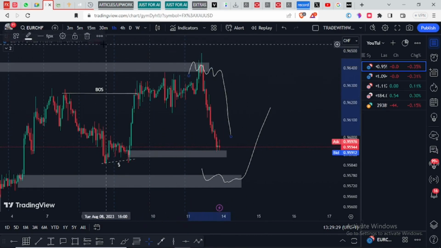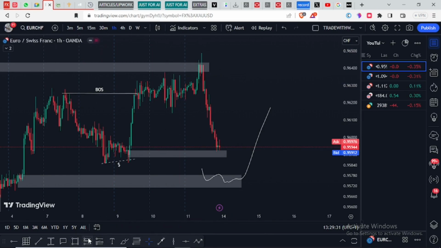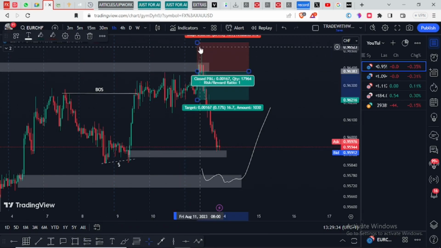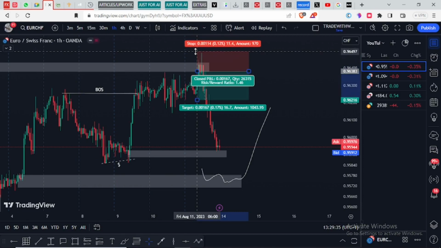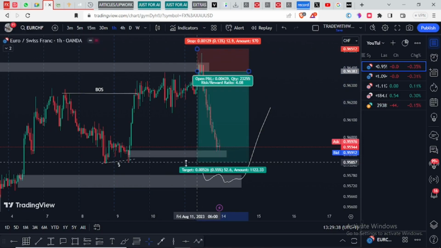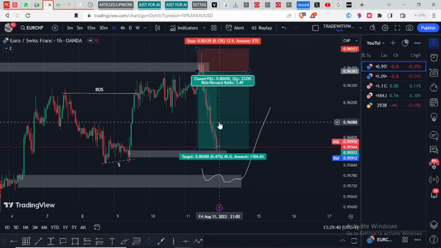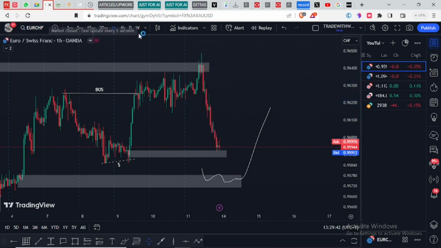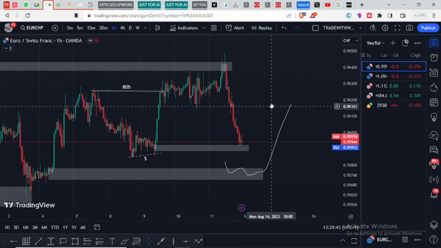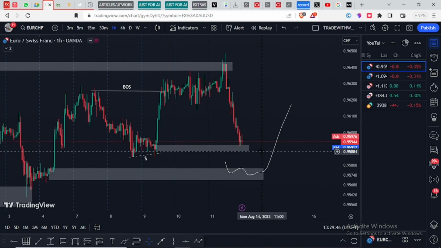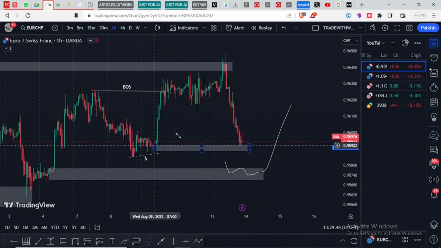So from last week's analysis, before we dive into today's, if you took my analysis seriously, let's say you had a 10 pip or 15 pip stop loss, you would have gotten a target of 40 pips. 40 pips take profit with just last week's analysis. And so moving to today's analysis, we have two demand zones.